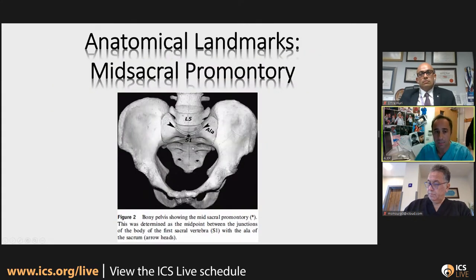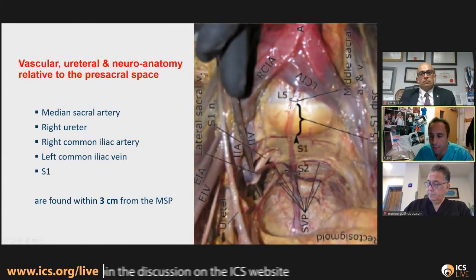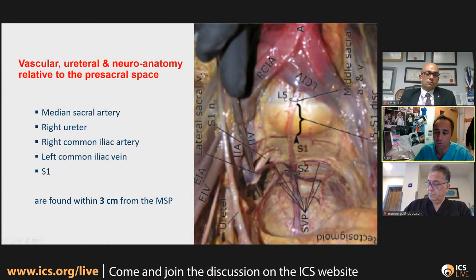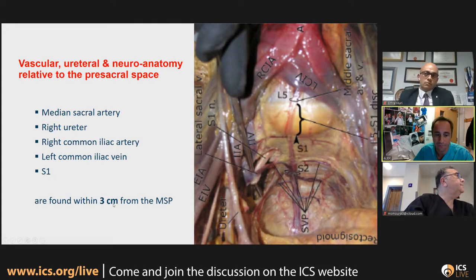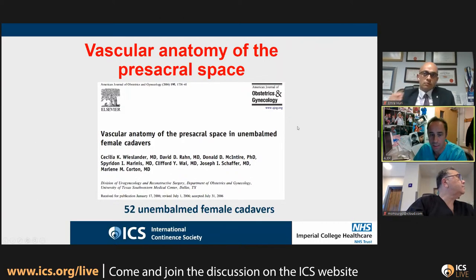Well, what are the landmarks? The anatomical landmark is the mid-sacral promontory. This is the mid-sacral promontory. And obviously, the important structures that we need to bear in mind are the median sacral artery, the right common iliac artery, the left common iliac vein, the ureter, and the S1 nerve, because all these structures are found within 3 centimeters from the mid-sacral promontory. So we have to be very careful.